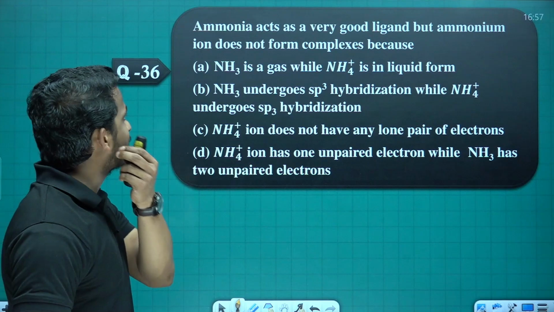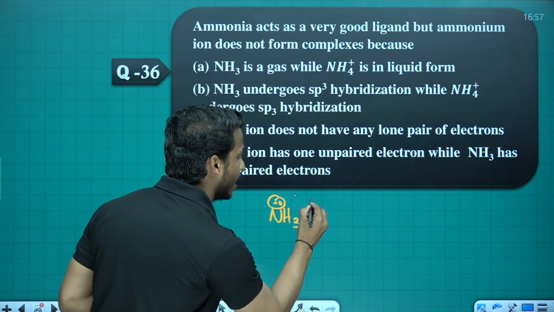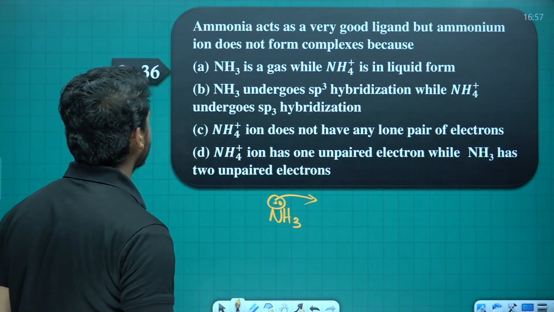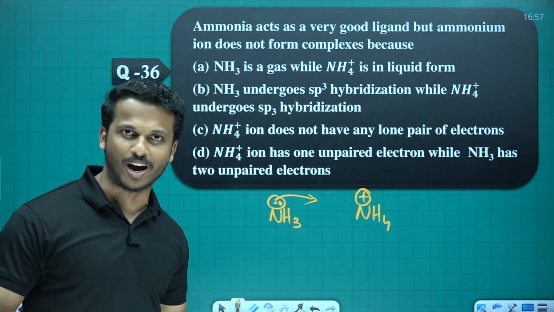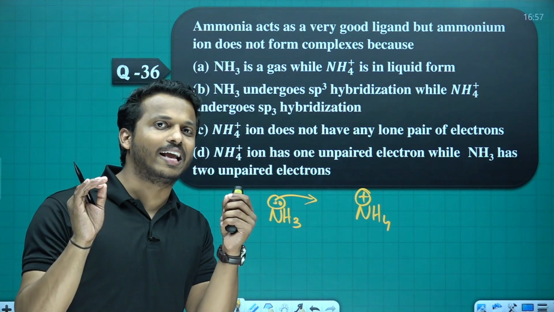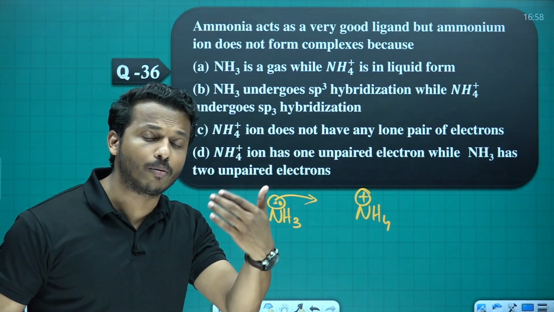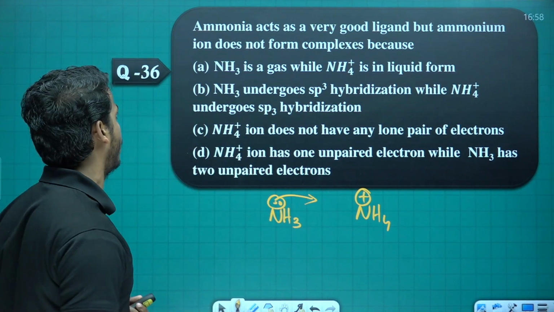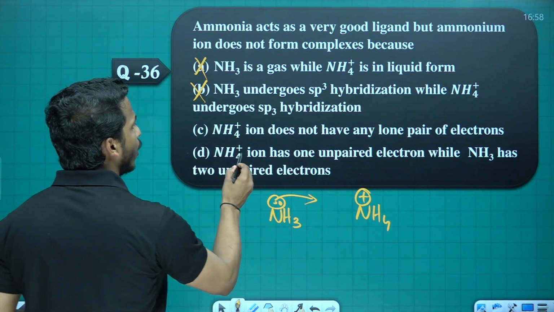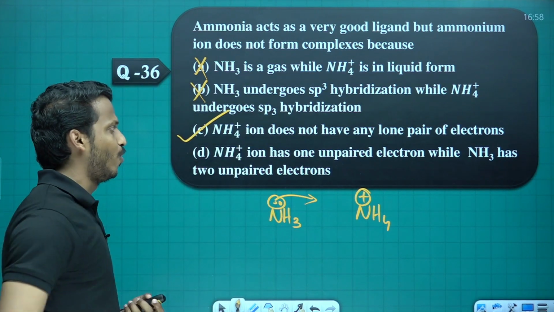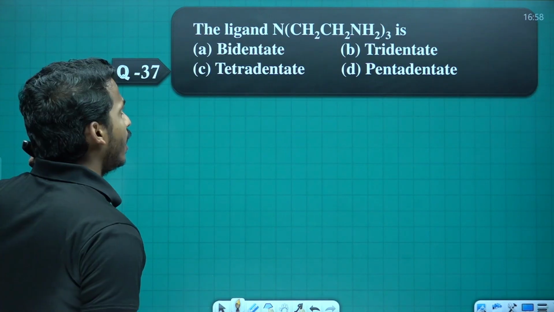Now, ammonia acts as a very good ligand. You know what is ammonia? NH3. It acts as a very good ligand because it can donate the lone pair. It's electron rich. Whereas ammonium ion, what is ammonium ion? NH4+ does not form complexes. Why? Simple question. Ligands are either negatively charged or neutral species. Positive charge is not allowed, right? So ammonia is a ligand because it has a lone pair, it can donate to the metal. Ammonia is sp3. Ammonium ion does not have any lone pair. Ammonium ion does not carry any lone pair, but ammonia contains a lone pair. A ligand is given here.